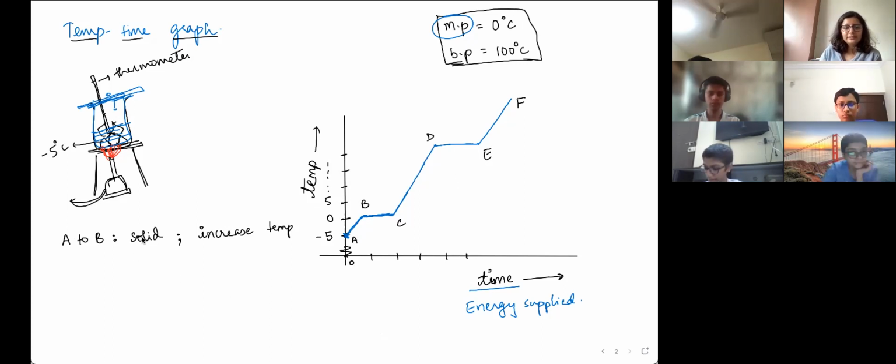Yes, you can make it into tabular form. It'll be easy. So this is the graph, graph mein kaun sa region. This is the state of matter that you find in that region, and this is what the heat energy is being used for.